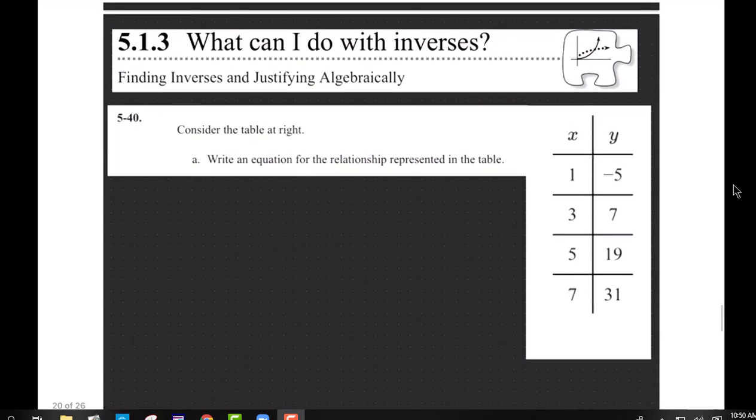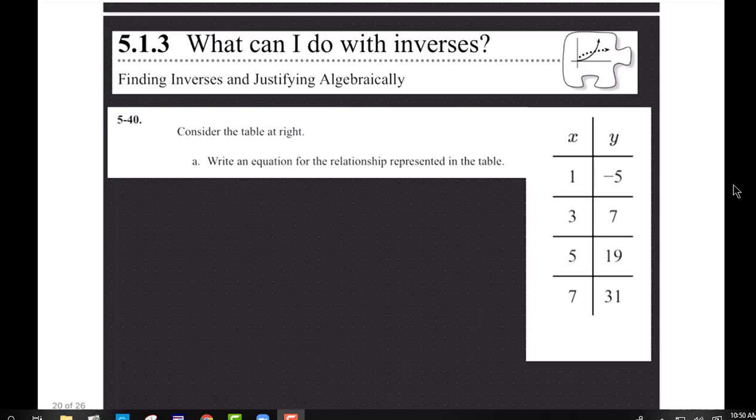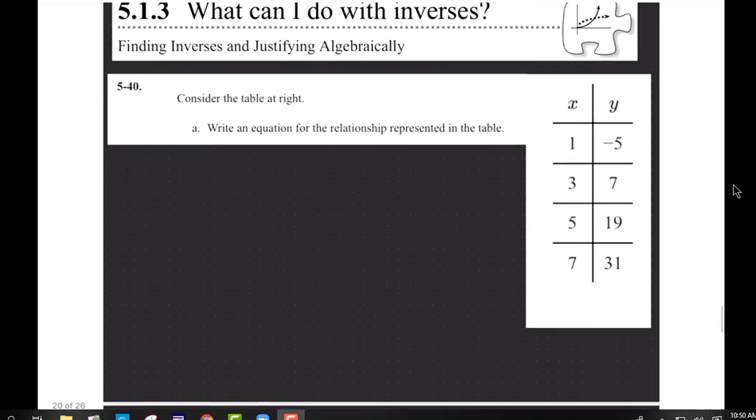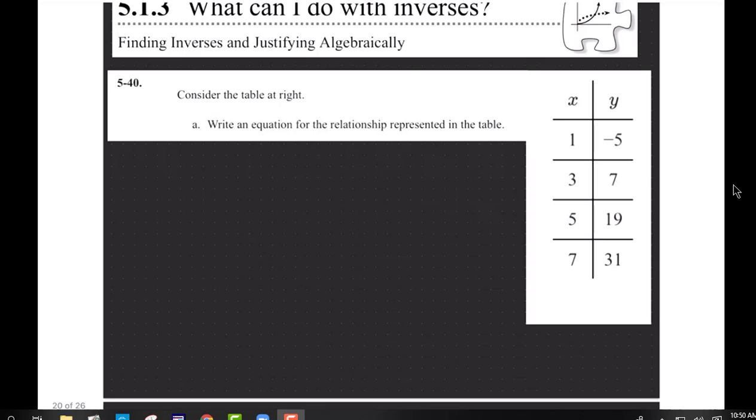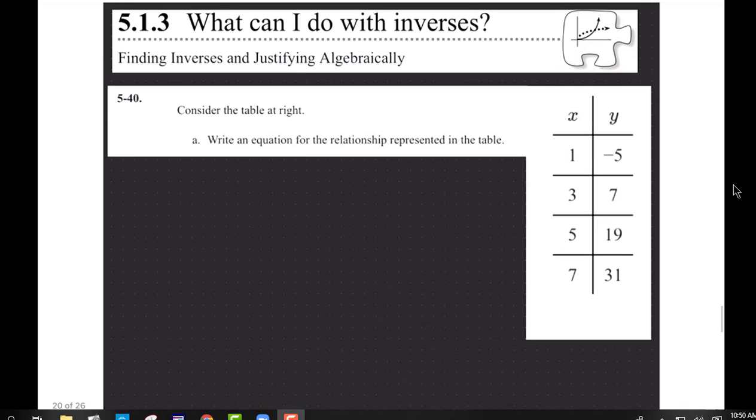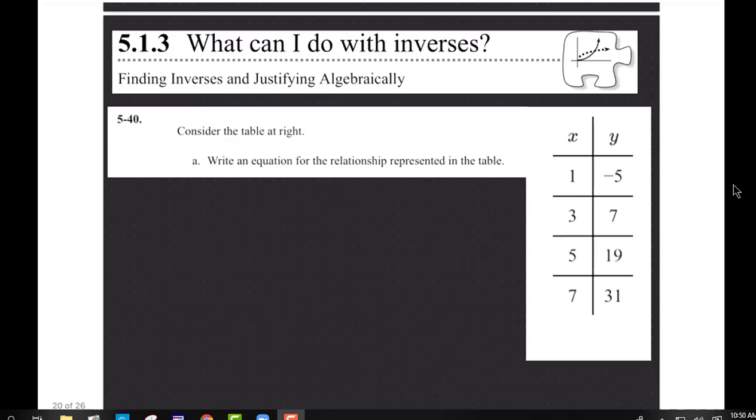So 5.1.3, what can I do with inverses? I can inverse them. We're going to find inverses and justify them algebraically. They give us this little puzzle piece that we're working on, and they always give us cute little clues when they do this. You have the original function, and then this one was the inverse function. And remember that identity line, y equals x? It actually reflects it over there, so it gives you a cute little example of what an inverse looks like.